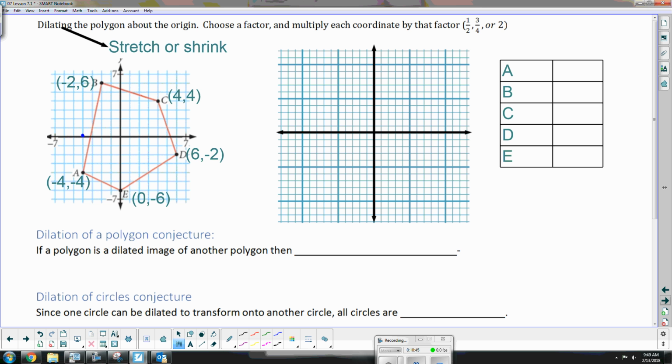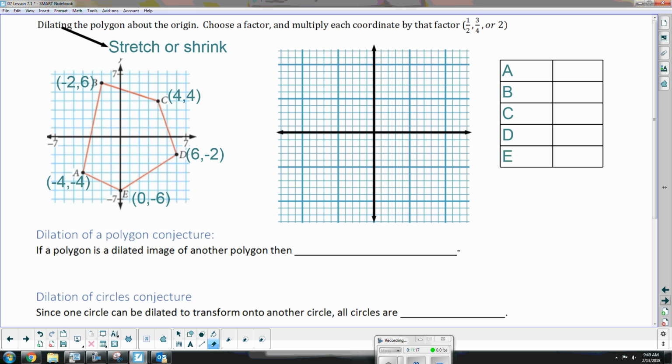So now let's look at a dilated image. And a dilated image just means a stretched or a shrunken image. So we're going to look at, I have, on your note sheet, I don't think I printed the coordinates, but you should be able to determine the coordinates for each point of that original image. So I want you to choose a factor that you're going to multiply your figure by, and then I want you to plot those points on your new coordinate plane.